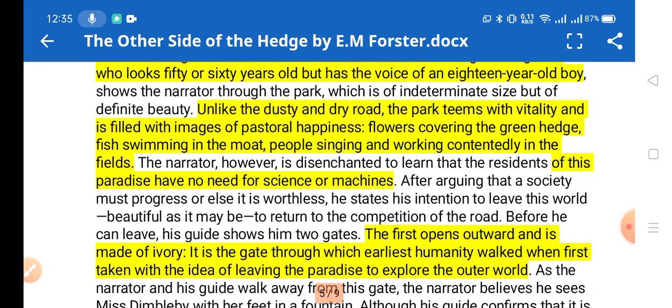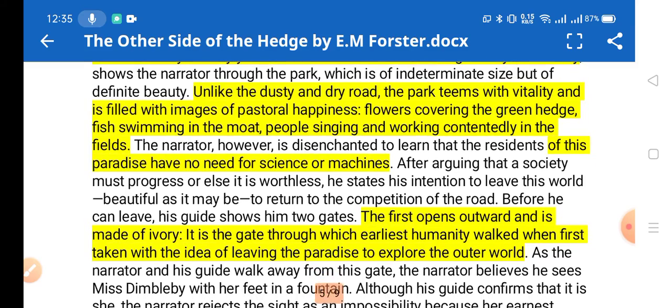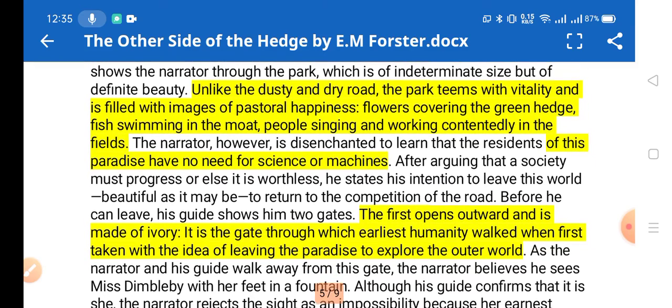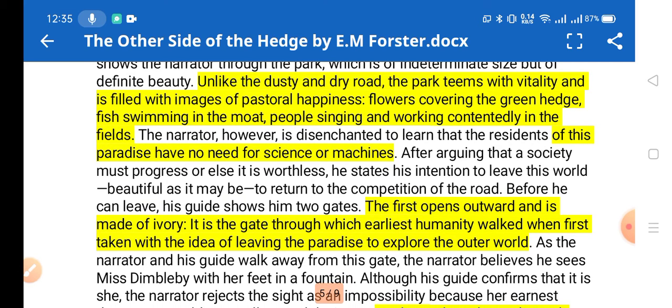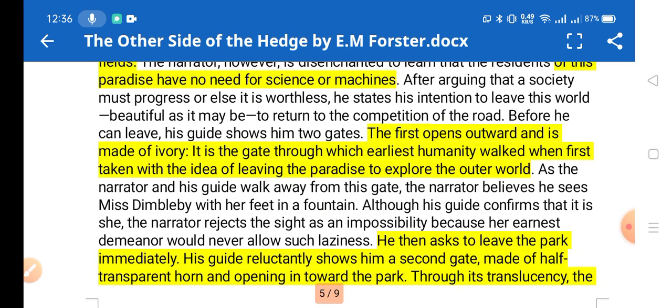And the road was described as a dusty, dry road, and the park teems with vitality and is filled with images of pastoral happiness: flowers covering the green hedge, fish swimming in the mud, and people singing and working contentedly in the fields. The other side of the hedge has been described as a heaven, a paradise, by the critics and scholars of the story. So the paradise has no need of science and machines. His pedometer didn't work there.